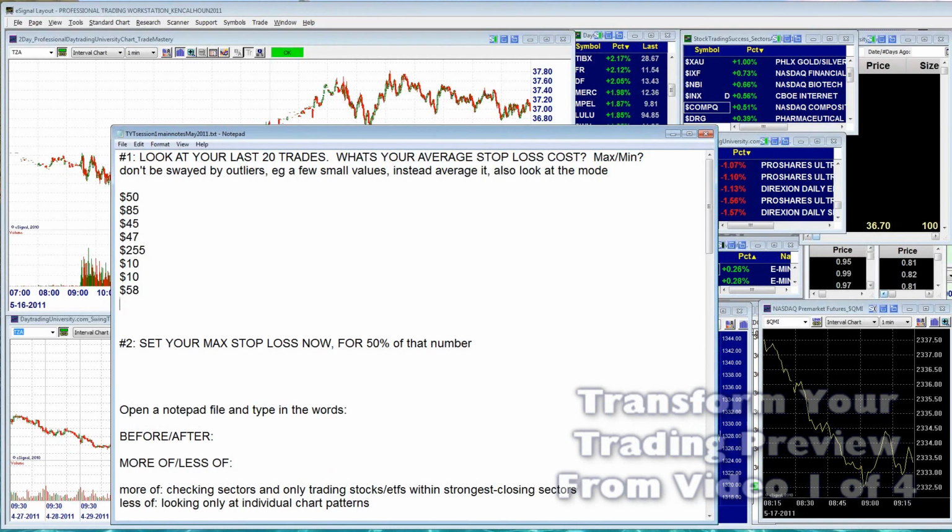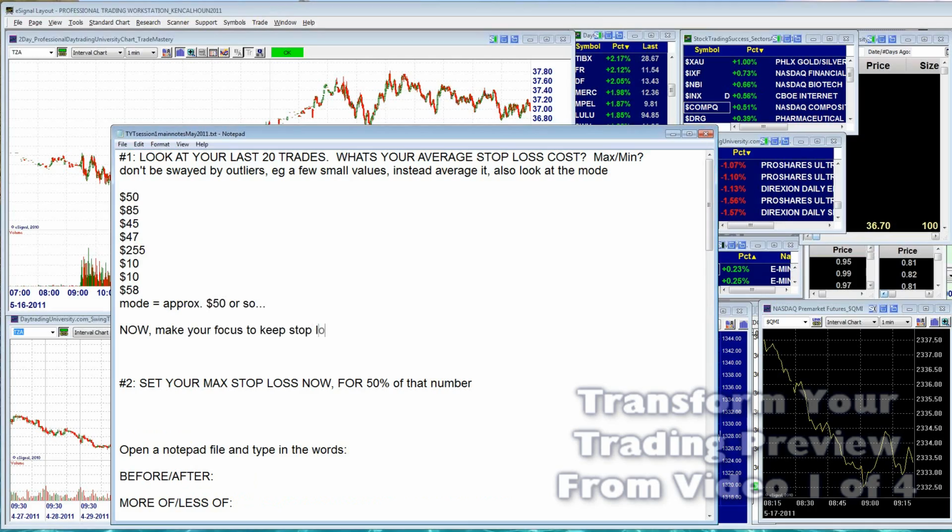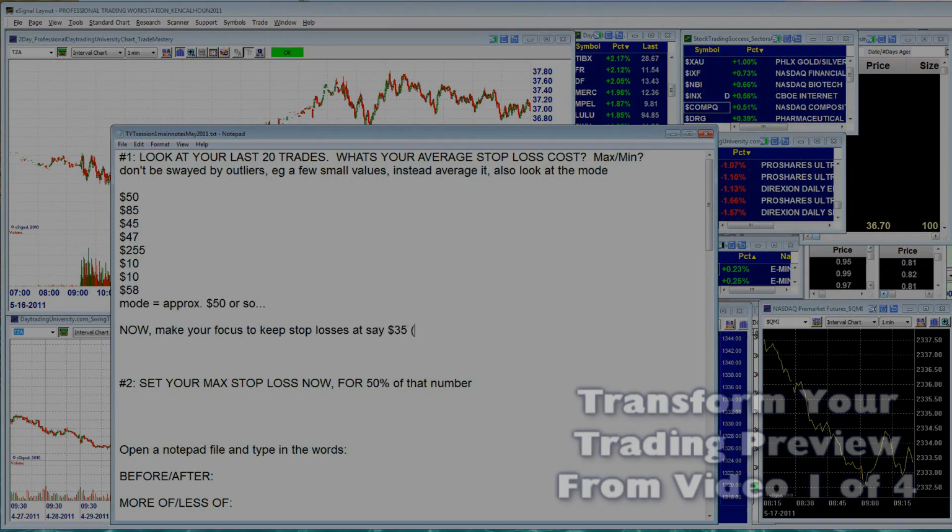The mode of all those data points would be roughly around $50 because you have one at 50, one at 45, one at 47, and one at 58. So to keep stop losses at, say, $35.